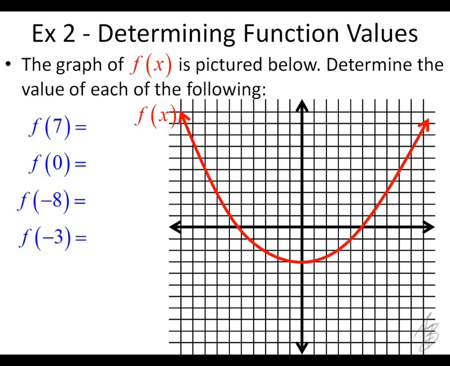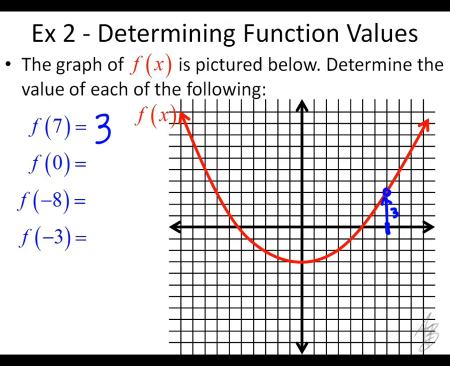The first one we want to do here, we want to figure out what f of 7 is. So what's the first thing I do to figure out what f of 7 is? Where do I go? So I'm going to go to the 7 on the x-axis, which is right here. And then which way do I go to get to the function? I'm going to go up 3. So to get to the function, I have to go up 3. So f of 7 equals 3.